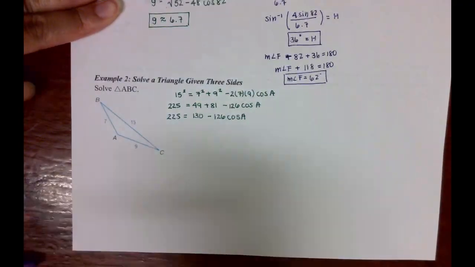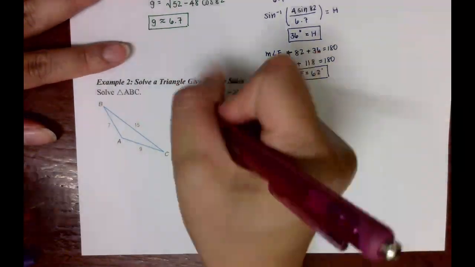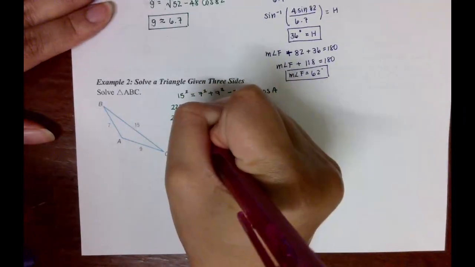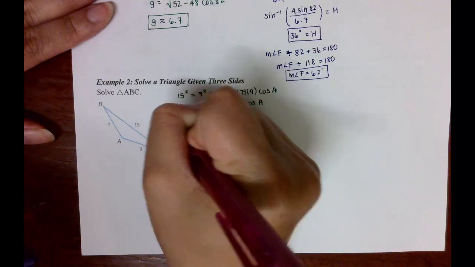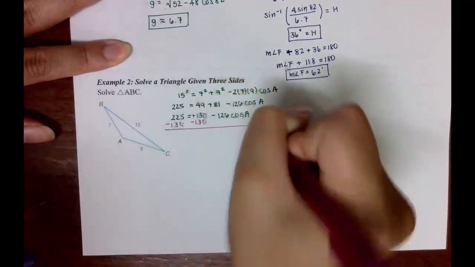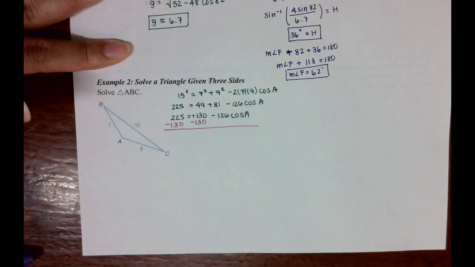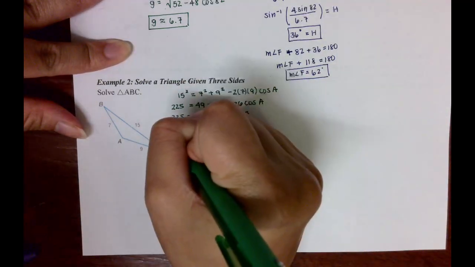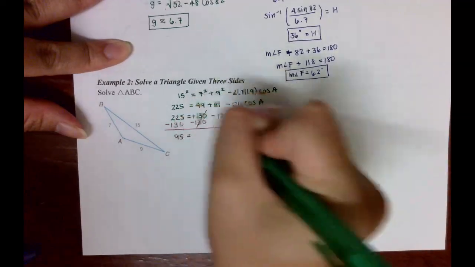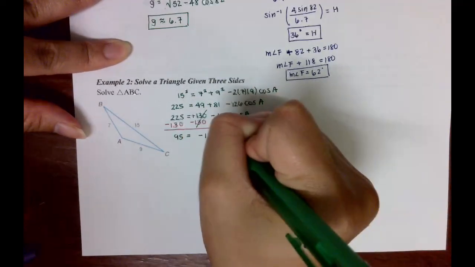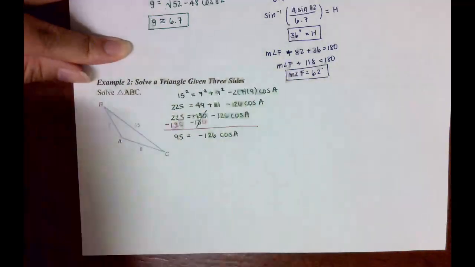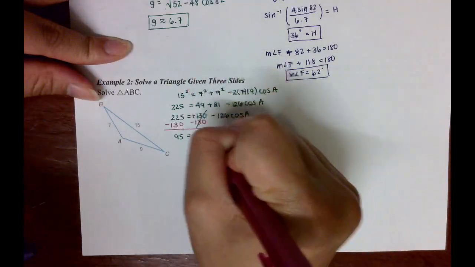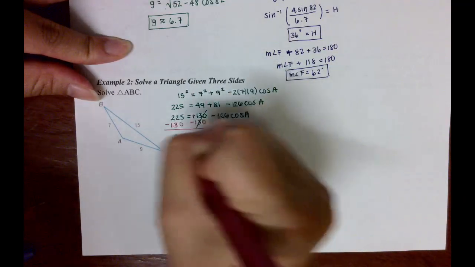Now we're slowly going to get A by itself. So I'm going to get rid of this 130 since it's a positive 130. I'm going to get rid of it by subtracting 130 on both sides. So 225 minus 130 will give me 95. So 95 equals, this goes bye-bye, negative 126 cosine A. Then this is connected by multiplication, so I'm going to get rid of it by dividing.